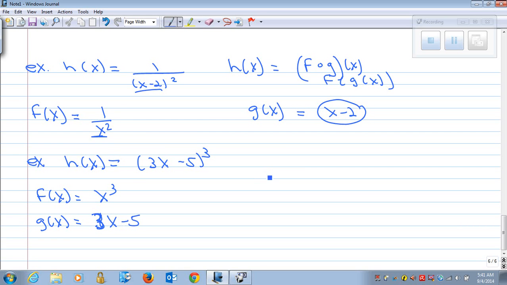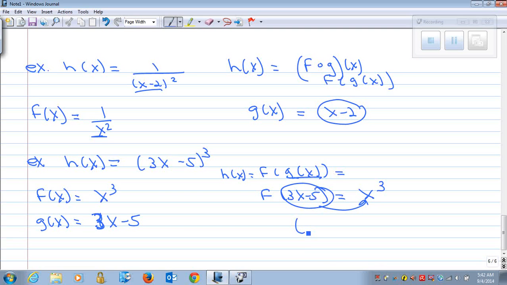So if I wrote it as f of g of x, and that's how I'm going to find h of x, then g of x, so I would have f of 3x minus 5, and we know that that is supposed to be x cubed, because that's what f of x is equal to, then I would take this chunk of information and plug it in here. So I would end up with 3x minus 5 cubed, which is what my h of x function is. So this checked out. All right, I know that seems a little complicated, and it should at this point, because you haven't practiced it any, but we will practice in class.